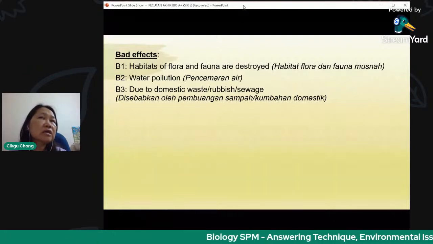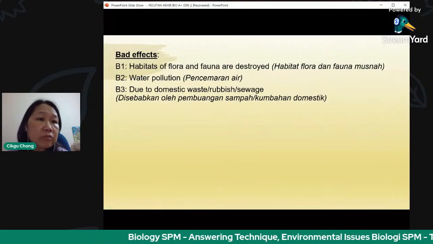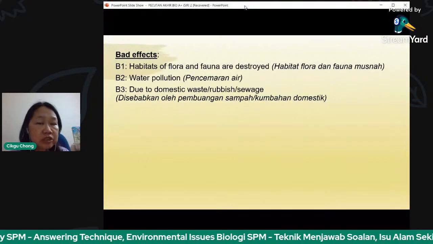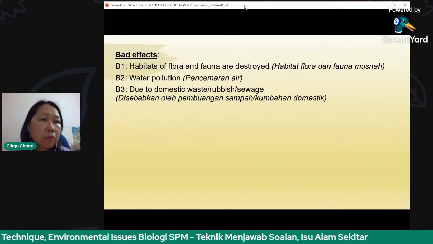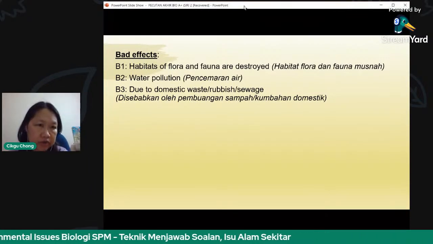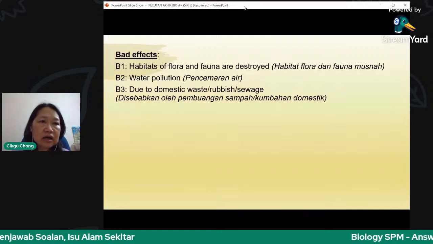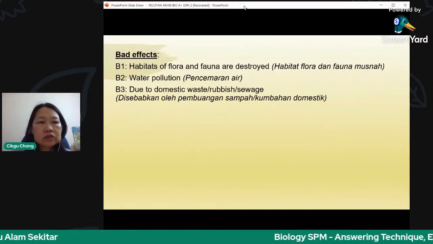When the tourists come over, definitely they have to eat, isn't it? They buy food, they have to throw the rubbish somewhere. So more tourists, more people equals more rubbish. More domestic waste. Next, activities of anaerobic bacteria increases when you got more rubbish.